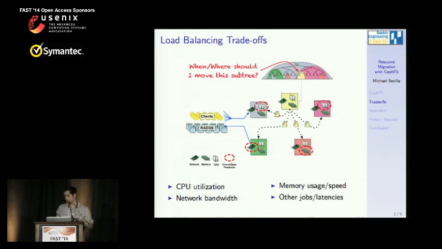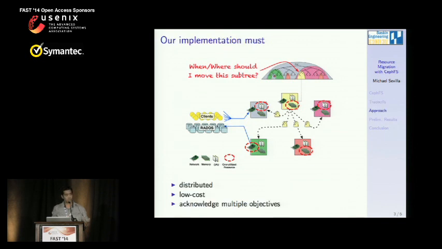And it may even be better just to keep this subtree on this yellow MDS, because Cephfs does aggressive metadata caching. So if we migrate the subtree to a different MDS, then we may have to fetch some metadata objects. So we've outlined some of the requirements for our implementation. Our implementation should be distributed so that we don't lose any of the benefits of having a distributed metadata cluster. It should be low cost so that we can calculate where and when to move these subtrees on the fly. And it should acknowledge multiple objectives.